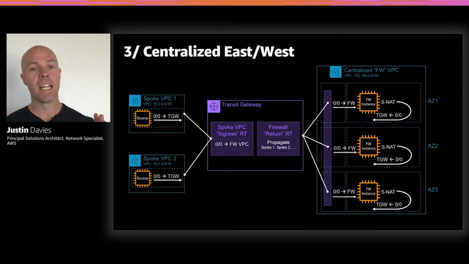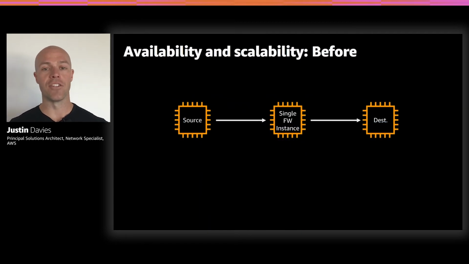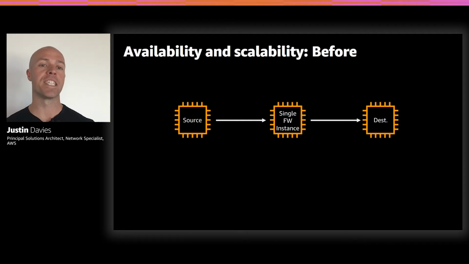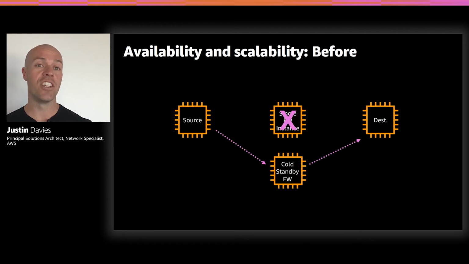But before we do, let's tackle the biggest pain point that plagues all three of the patterns we just discussed. That's availability and scalability. In all three of these patterns, you'll notice that I'm forcing my traffic through a single instance via a static route in the VPC route table. If this instance fails or becomes oversaturated, you have to get super creative to detect the failure, and induce the actual failover.